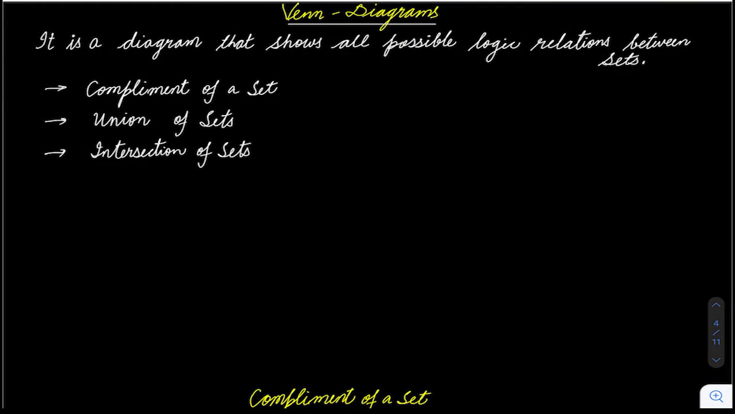Today we are going to see Venn diagrams. So this is from the chapter set or set theory. So what is a Venn diagram? It's a diagram that shows all possible logic relations between sets.